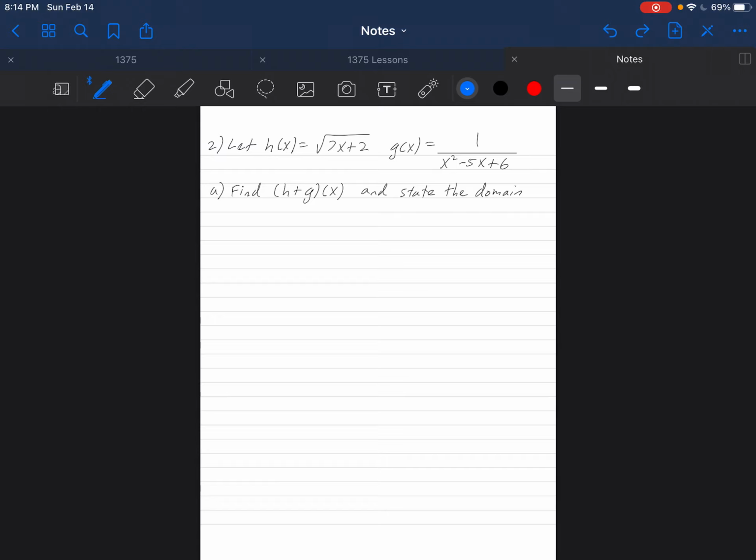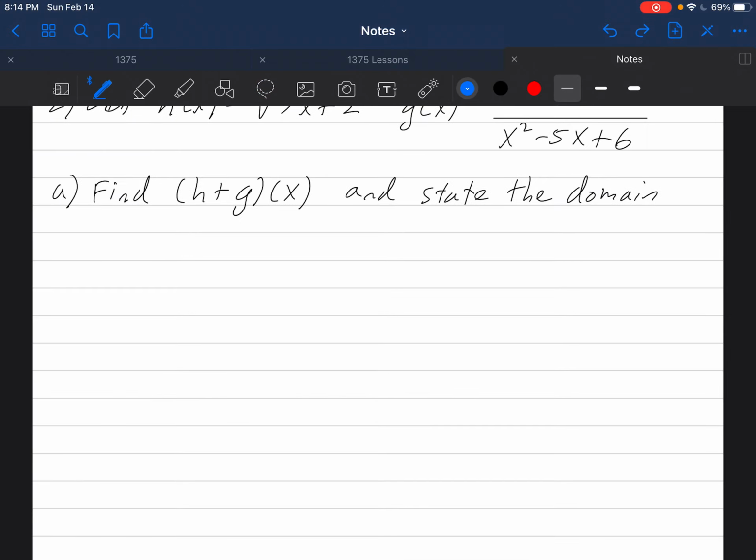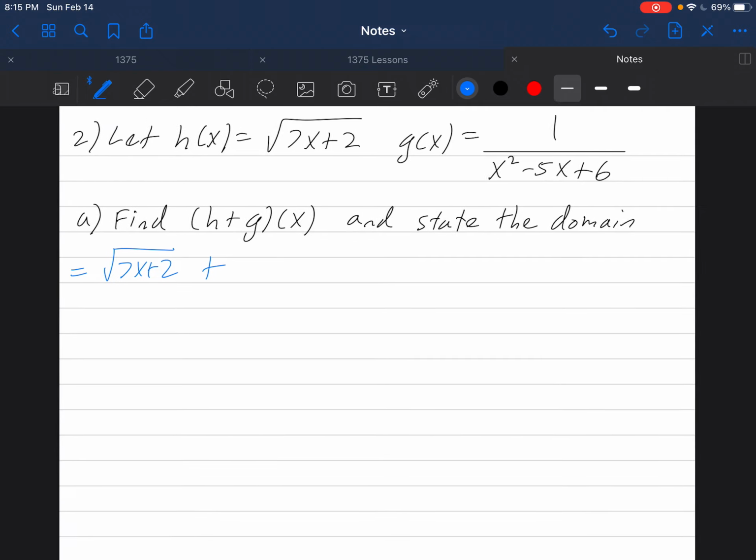All right, let's look at h of x being radical 7x plus 2. Let's look at g of x being 1 over x squared minus 5x plus 6. And the first thing we want to find here is h plus g of x. Right, so this gets slightly complicated, but nothing we haven't seen before, because since h of x is a radical, 7x plus 2, and we are adding this to g of x, x squared minus 5x plus 6 on the denominator, and then 1 on the numerator.